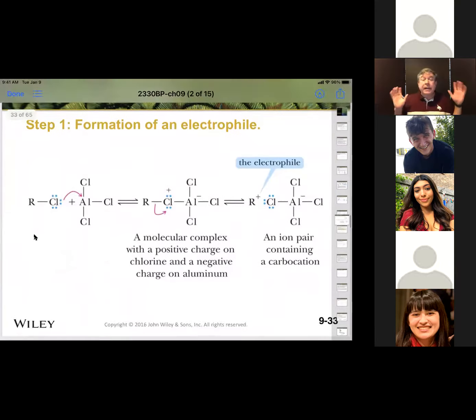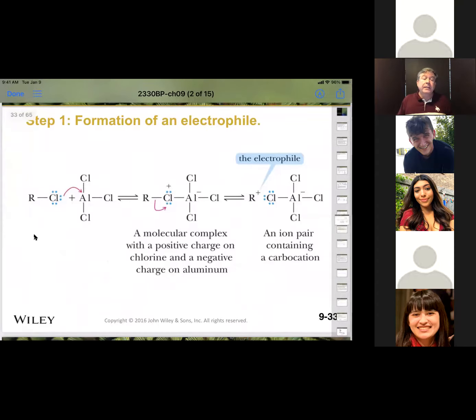Well, the first step is creating that cation. In this case, the aluminum chloride is acting as a Lewis acid, generating a complex where we have the four chlorines around the aluminum, and the carbon-chlorine bond starts to break, and then we have an ion pair. We have a carbocation, a positive charge on carbon, plus the counterbalancing ion here. Now notice each of these steps is reversible. They can go back and forth just as much as they want to.